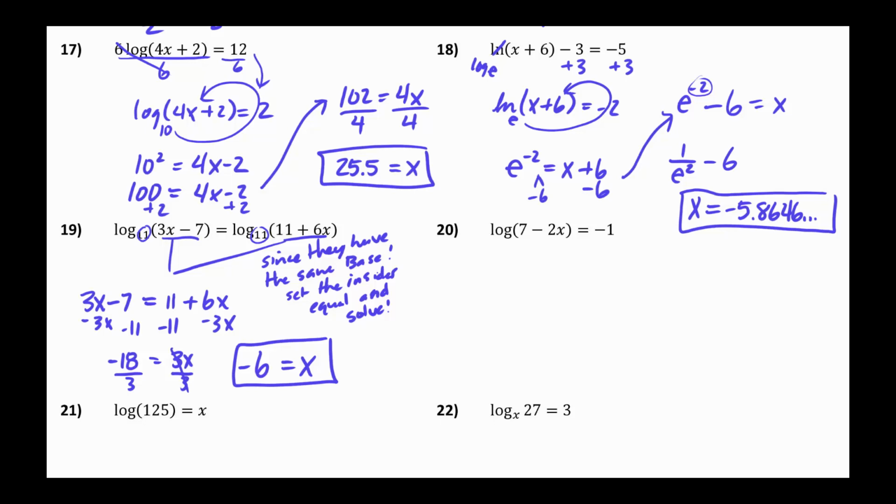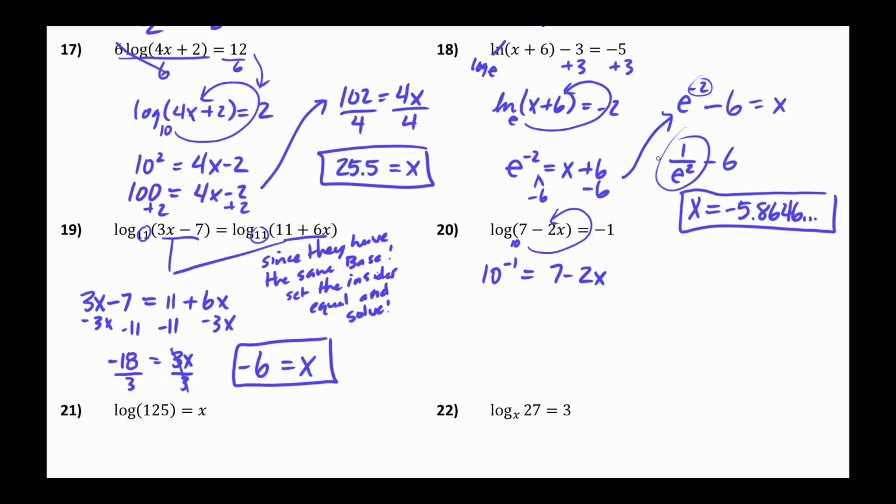Question 20. Moving right along. This is a common log, so think about the base here is 10. In order to get to the variable, I'm going to have to do the swirl method. Change of base won't work. So it looks like this. 10 to the negative 1 equals 7 minus 2x. 10 to the negative 1.